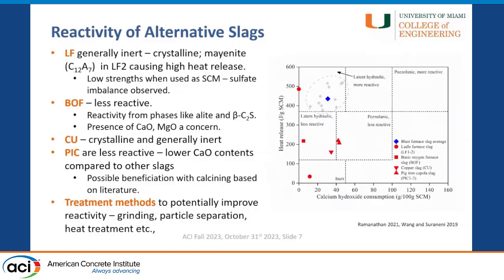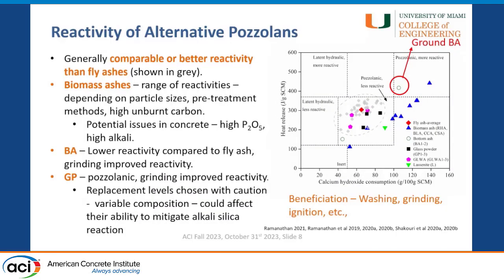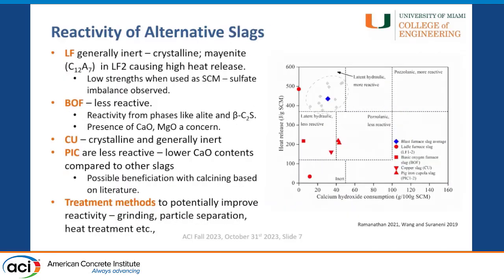But the alternative steel slags exhibit an interesting behavior. If you see the ladle furnace slag, it is generally inert, as you can see from the circles in the inert region and the latent hydraulic region. One of the SCMs that you see there, somewhere around 500 joules of heat, is an SCM that had meionite, which is a calcium aluminate phase that ended up causing high heat release. And when these are used in cement pastes, you observe sulfate imbalance, and you also observe low strengths in concretes.